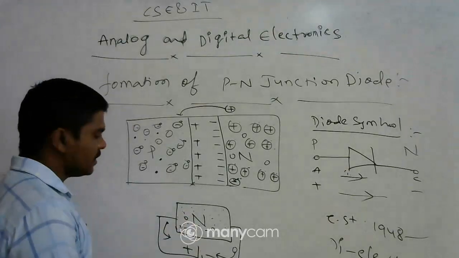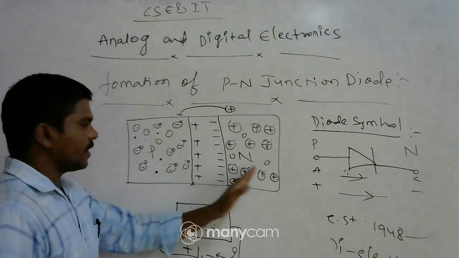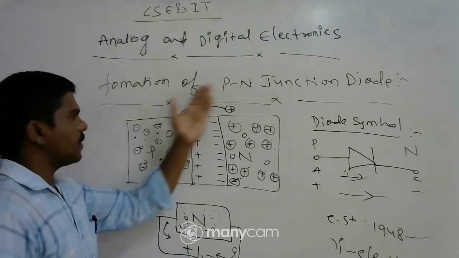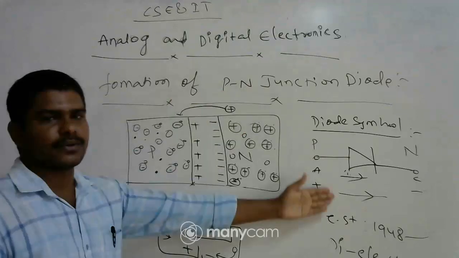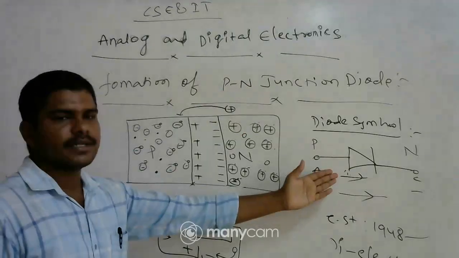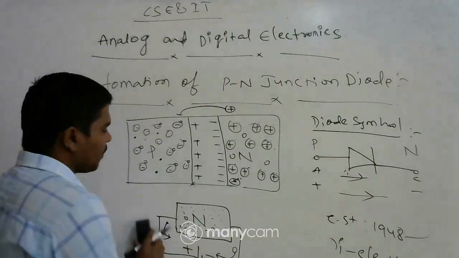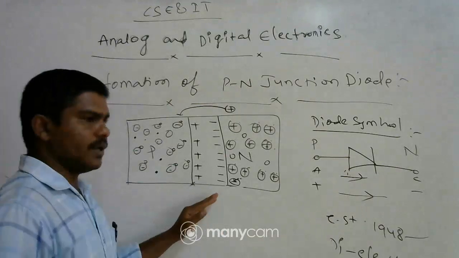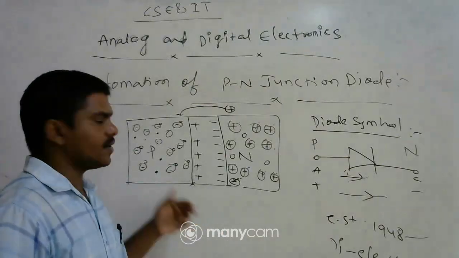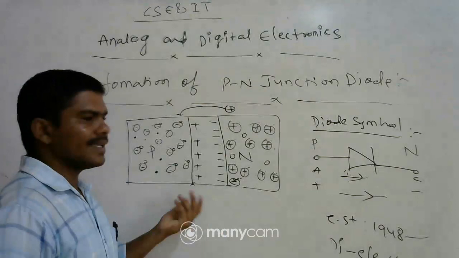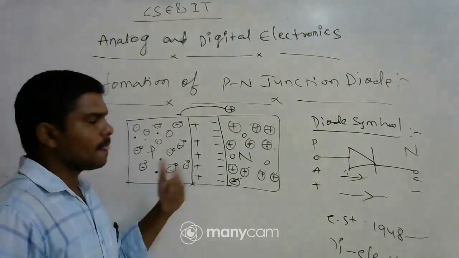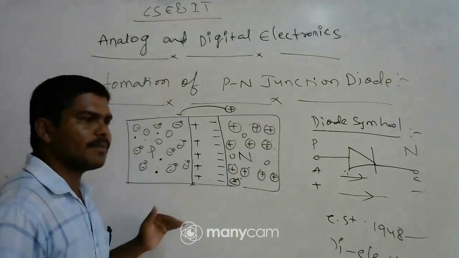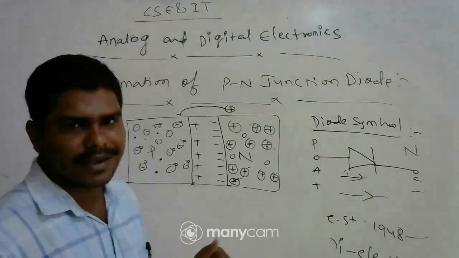After that we combine these two materials, and it forms the junction. That is called the PN junction diode. What current flows without applying bias voltage, and whether there is any current, we will see in the next session, along with the bias voltage.